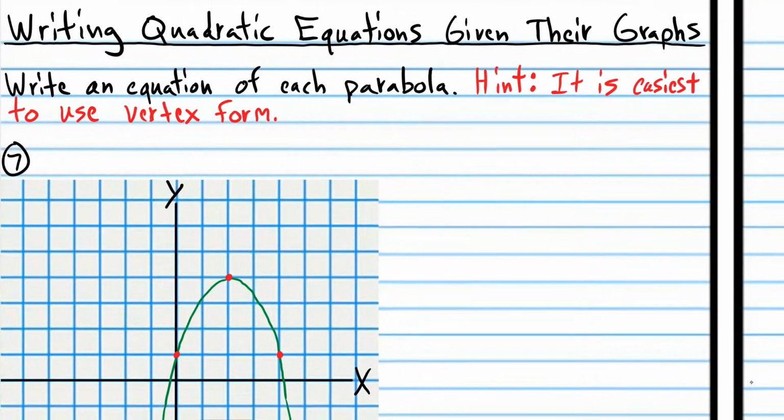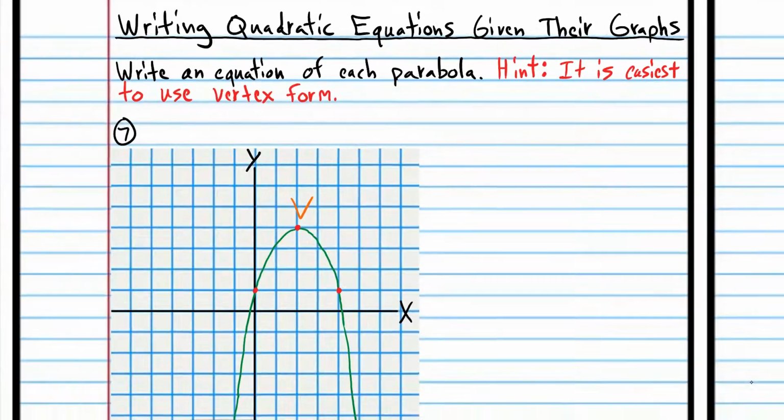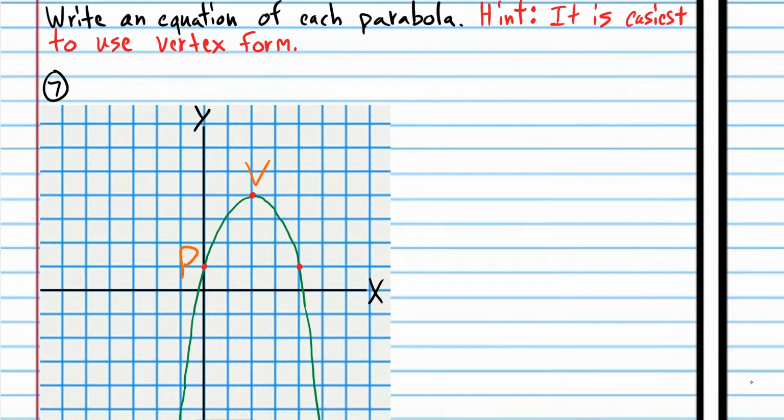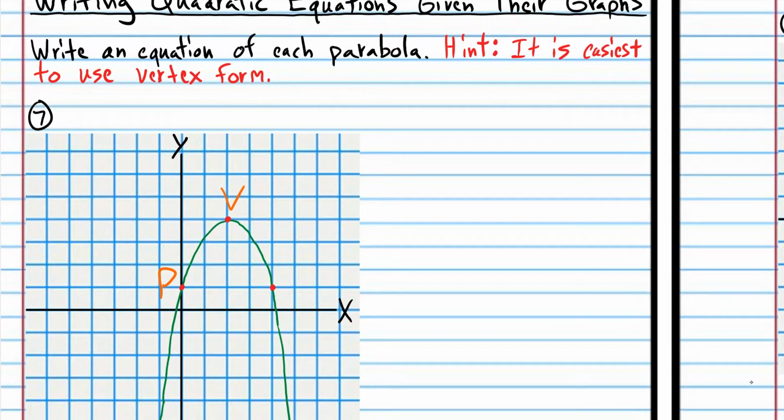graph here. And so I'm going to label the vertex V, and what you'll find is that we don't have to use both of these points. We just have to use one of them. So I'm going to choose this point over here. But if you choose this point, you get the same answer. And then I'm going to label the vertex. The vertex is 2, 4. And the other point is 0, 1.